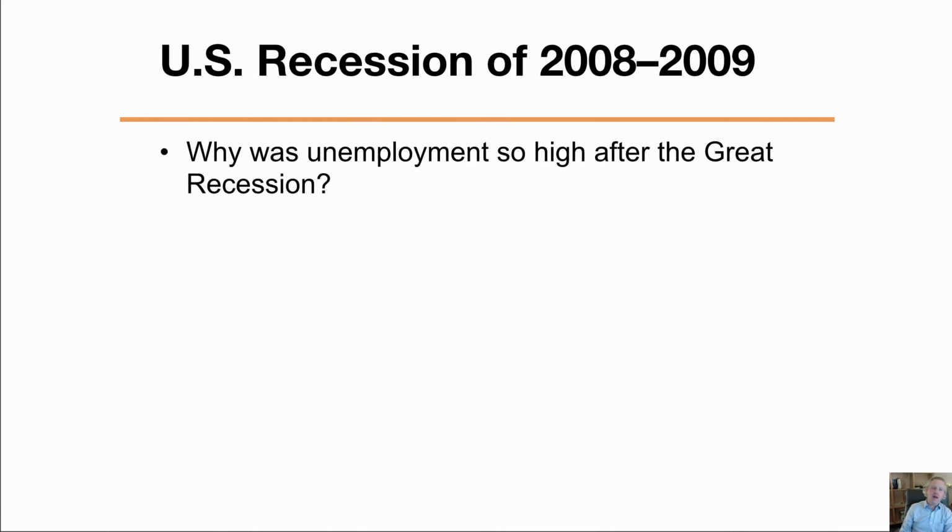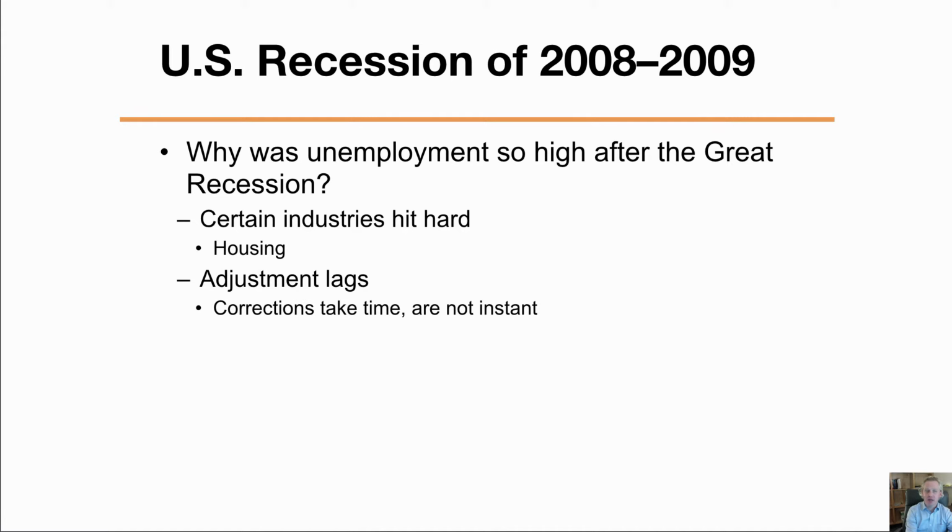So let's start out by thinking about something that most of us are familiar with, and that's the Great Recession, 2007, 2008, 2009. Why was unemployment so high during the Great Recession? Well, certain industries were hit particularly hard. Of course, housing was kind of at the heart of the entire Great Recession. So certainly in housing, that industry took a really heavy hit. There was a huge reduction in demand for housing. There was probably an oversupply of housing by many measures. And so in that particular industry, there were lots of jobs lost.